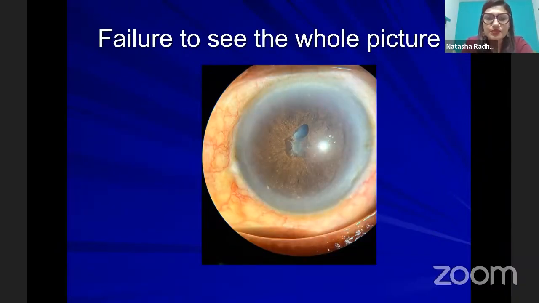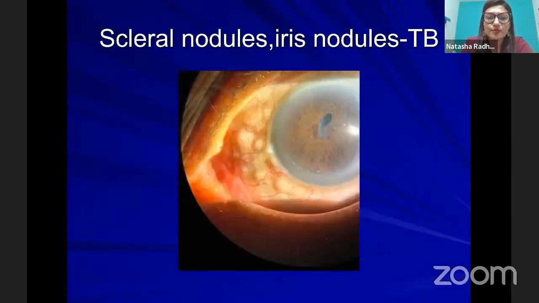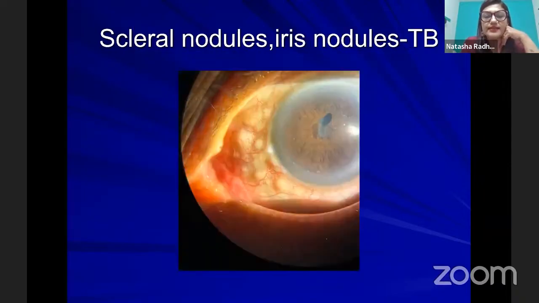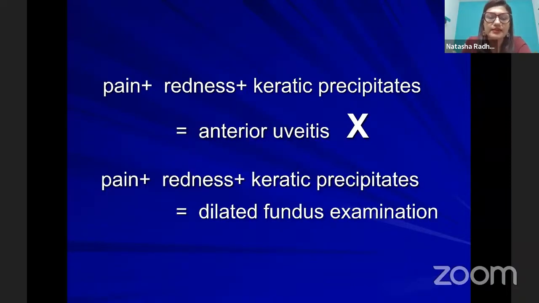The other big thing to do is the failure to see the whole picture. For example, this patient was being treated as chronic uveitis for quite some time, and nobody had bothered to look at the scleral nodules that were there. Patient was strongly TB positive, and with ATT all of those nodules resolved.